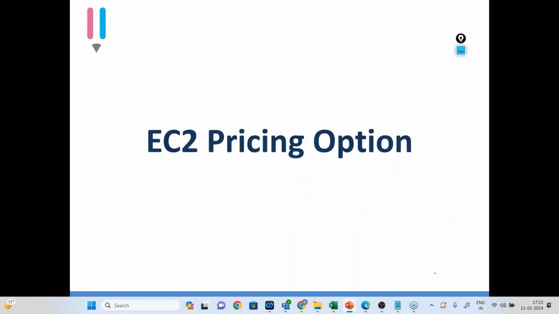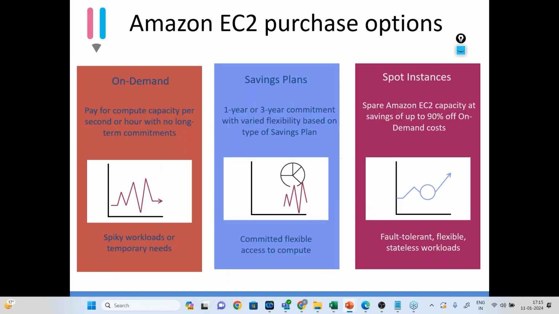Then EC2 pricing options. So we have basically three types of pricing options: on demand, savings plans, and spot instances. On demand is when you are giving no commitment. Means I went to Bangalore and I asked for a room. The man said, sir, how long are you going to stay? I said, I don't know. I may be checking out tomorrow or the day after tomorrow. I don't have an idea. Okay, sir, 7,000 rupees per day.